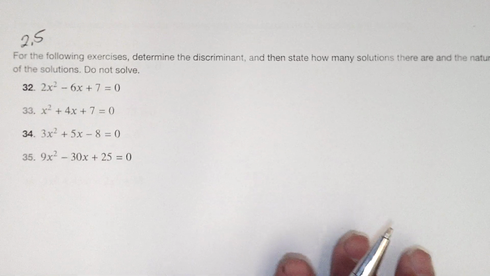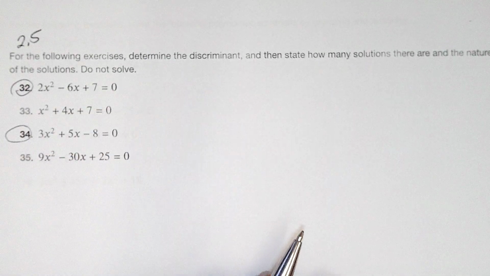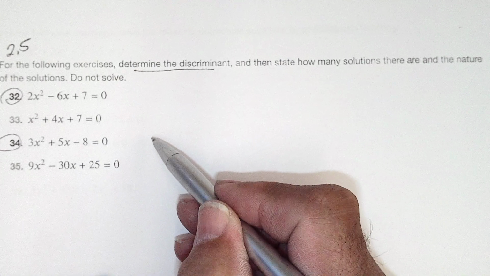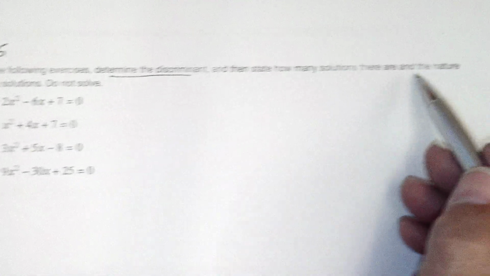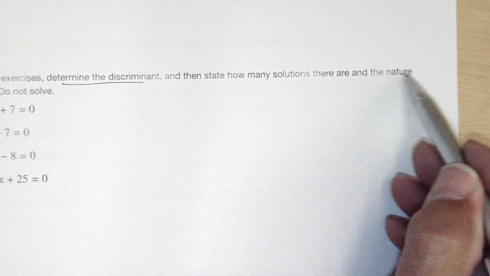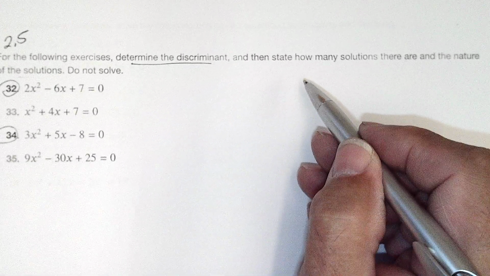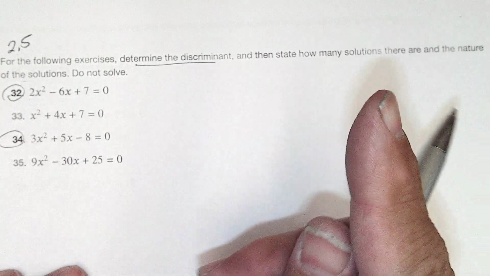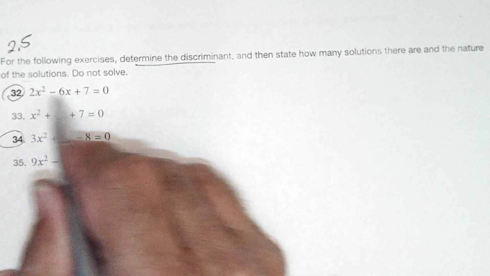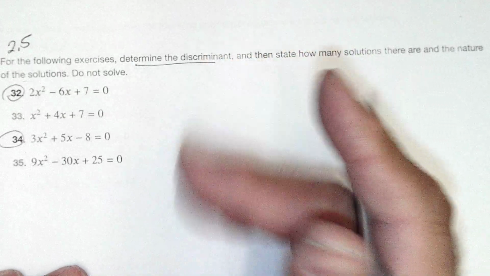Okay, 2.5, there were questions about 32 and 34. Now, determine the discriminant and state how many solutions there are and the nature of the solutions. Do not solve. So basically what they're asking is, are there no answers, one answer, or two answers? Because a parabola, this curve, can have one answer, two answers, or no answers.